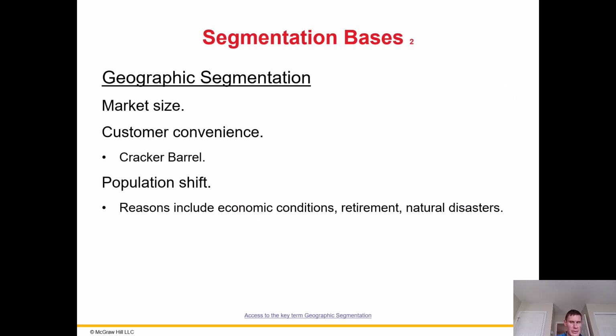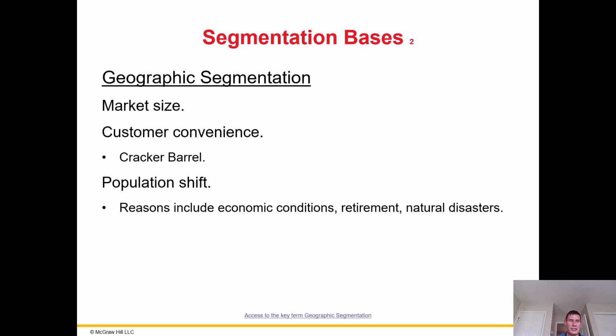So again, geographic segmentation, as I just said, we'd certainly look at the market size and customer convenience. And notice they put Cracker Barrel. If you ever notice, Cracker Barrel is almost always right off the highway, and that's deliberate, right? Because they want to target people that are taking trips. They don't want to worry about packing food. They can get some down home country cooking, some good old country food, right off the highway, so they can just get off, eat, and get right back on the highway. So it's very convenient, right?